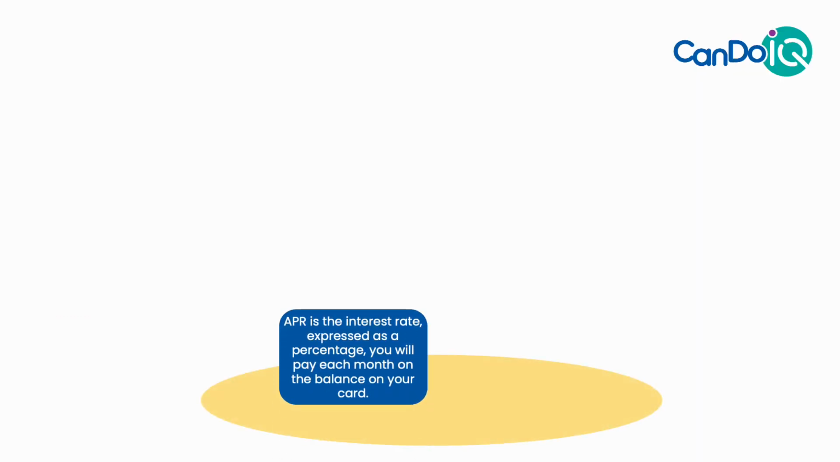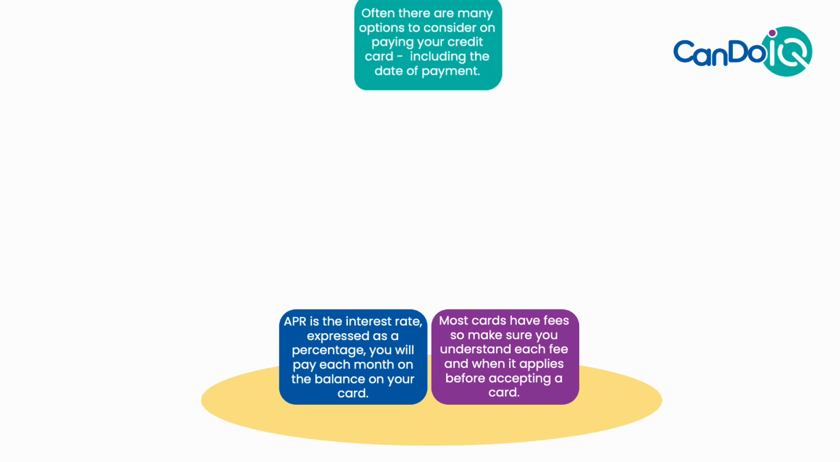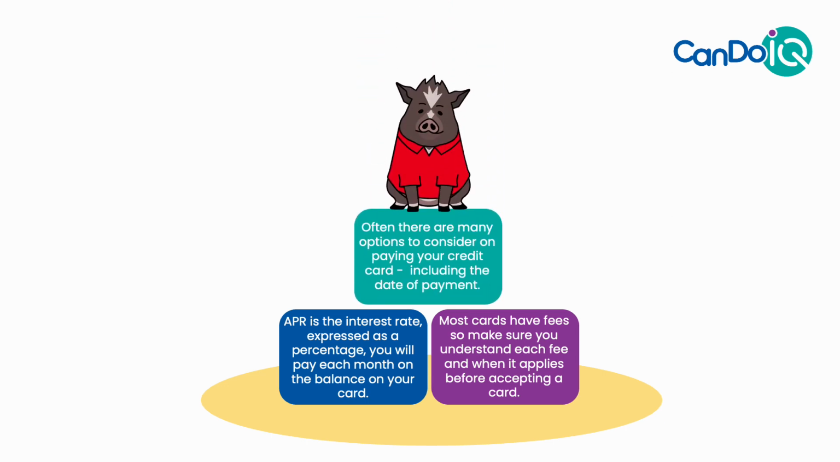In conclusion, APR is the interest rate expressed as a percentage you will pay each month on the balance on your card. Most cards have fees, so make sure you understand each fee and when it applies before accepting a card. And finally, often there are many options to consider on paying your credit card, including the date of payment.